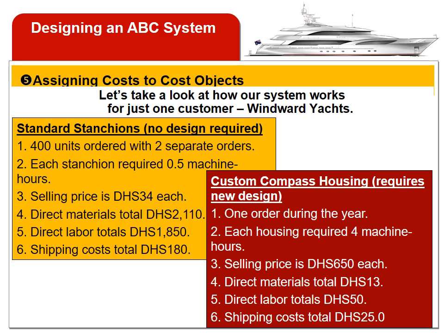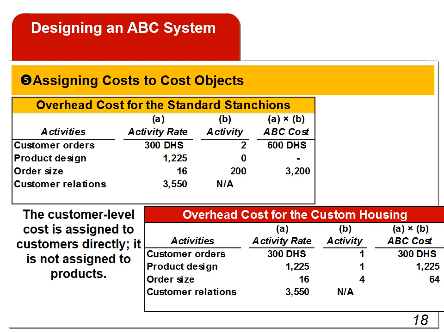The second stage allocations show that 600 dirhams from the customer orders and 3,200 dirhams from the order size pool were assigned to the standard stanchions. Similarly, 300 dirhams from the customer orders, 1,225 dirhams from the product design pool, and 64 dirhams from the order size were assigned to custom compass housings.